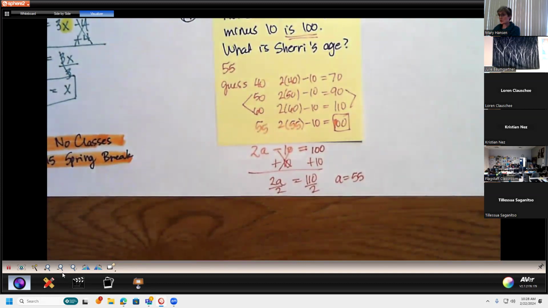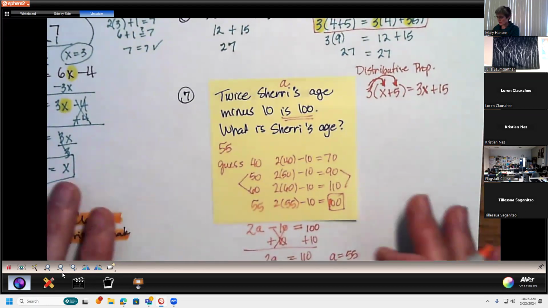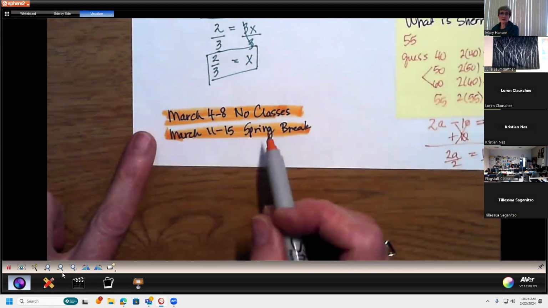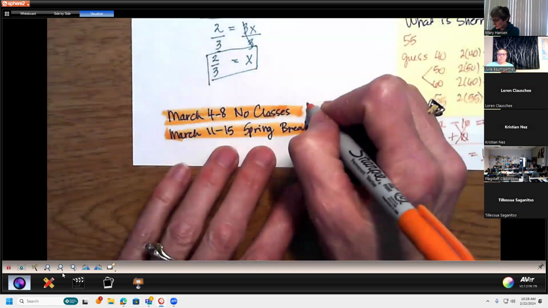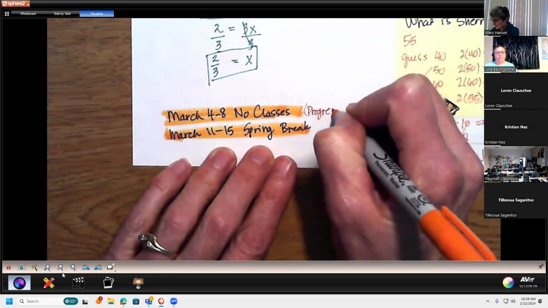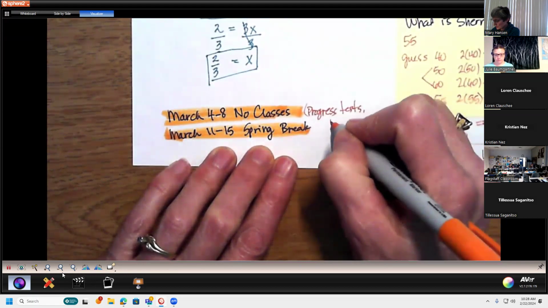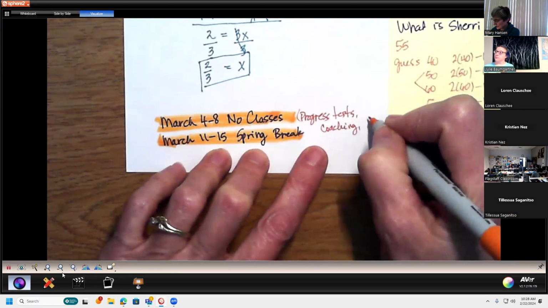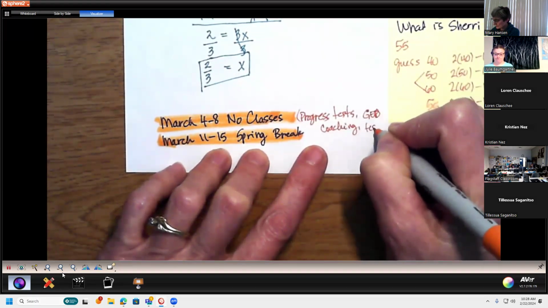So that's kind of where we're headed short term today with the distributive property, and then long term after the quarter break. So important dates to write down. March 4th through 8th, there are no classes. That's kind of our buffer week. This is when we do progress tests, meet with a teacher for coaching or tutoring one-on-one. It's when we like people to take GED tests or practice tests.